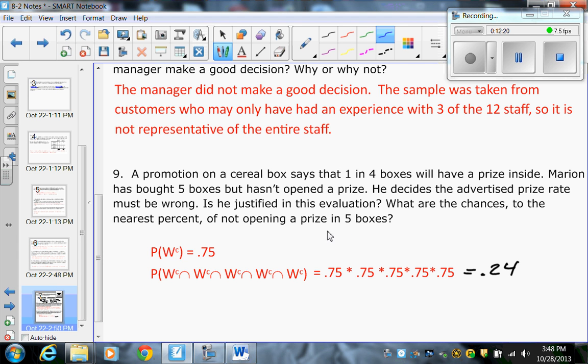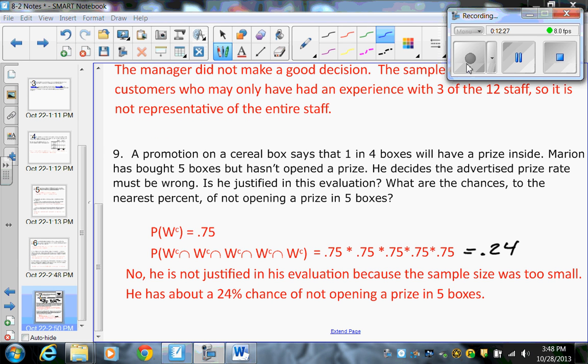So is he justified in his evaluation? And the answer to that is no, he is not justified in his evaluation because the sample size was too small. He has about a 24% chance of not opening a prize in 5 boxes. So when you think about the chance of opening a prize in a box being 25%, then not opening a prize in 5 boxes is 24%. They're really, really close together. In order to really justify his evaluation of whether or not the cereal box is advertising correctly, he would need to do a much larger sample.